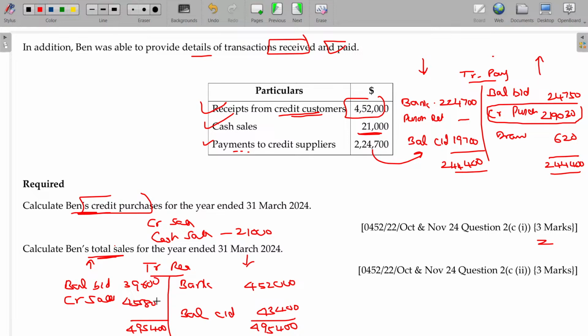This ultimate value being 4,55,800. But I need to find out the total sales. Credit sales we got the value being 4,55,800. With that cash sales is added, which is 21,000. Then the ultimate value being 4,76,800. We got this value. Hope you will be now able to understand this one component. Clear?